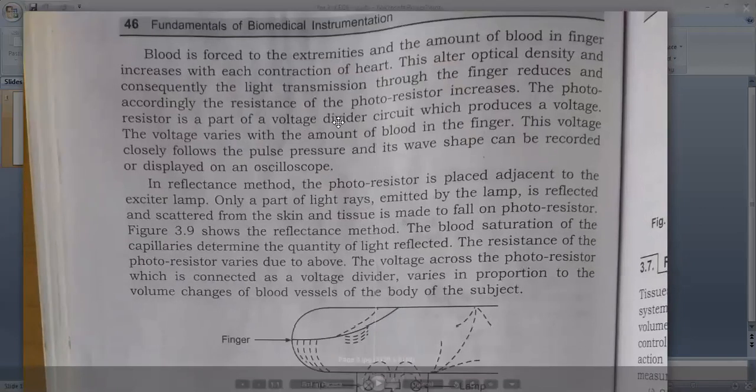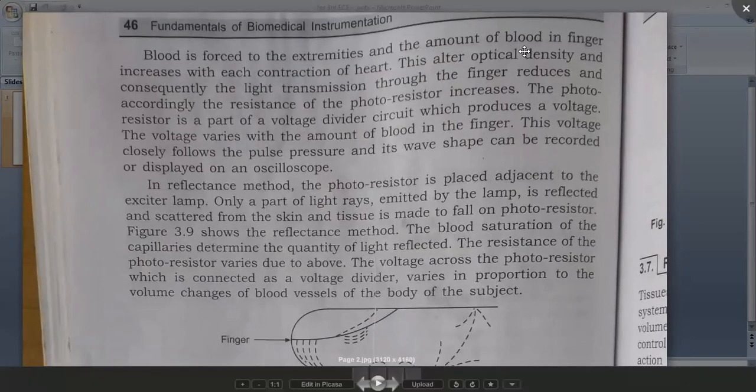Blood is forced to the extremities, and the amount of blood in the finger increases with each contraction of the heart. This alters the optical density, and consequently the light transmission through the finger reduces, and accordingly the resistance of the photoresistor increases. The photoresistor is a part of the voltage divider circuit, which produces a voltage. When the light falls on the photoresistor, its resistance will change.